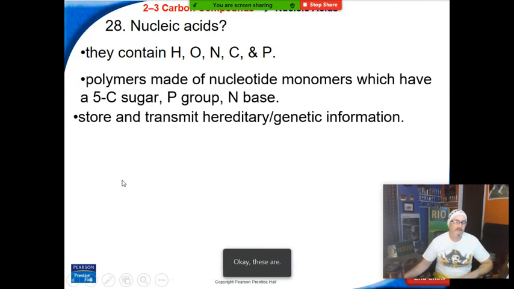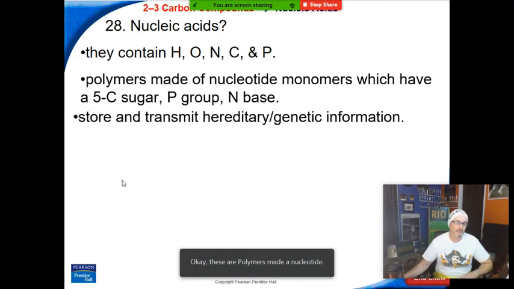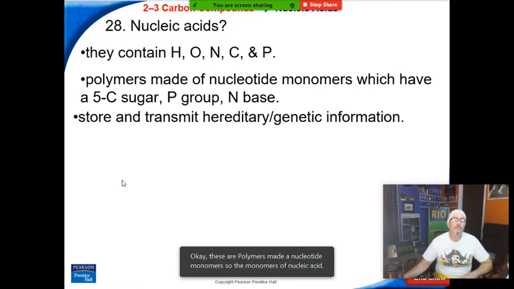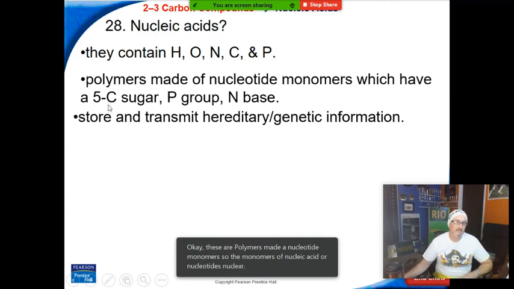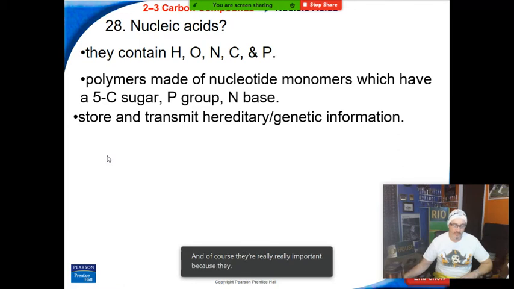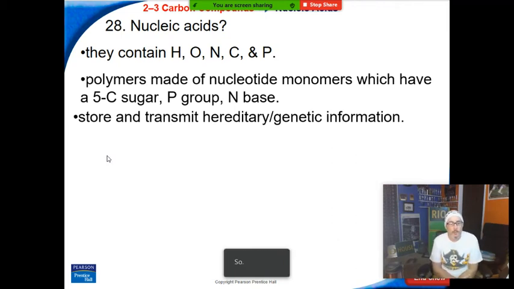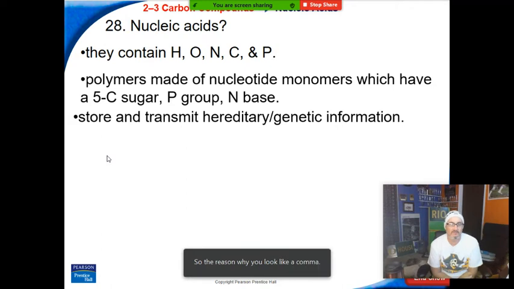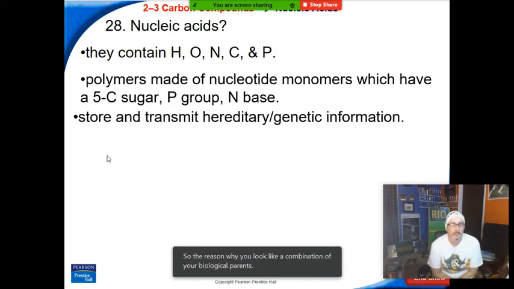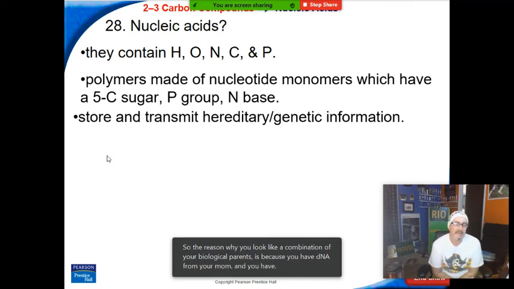Okay, these are polymers made of nucleotide monomers. So the monomers of nucleic acid are nucleotides. Nucleotides themselves have a 5-carbon sugar, a phosphate group, and a nitrogen base. And they're really important because they store and transmit hereditary information. The reason why you look like a combination of your biological parents is because you have DNA from your mom and you have DNA from your dad.